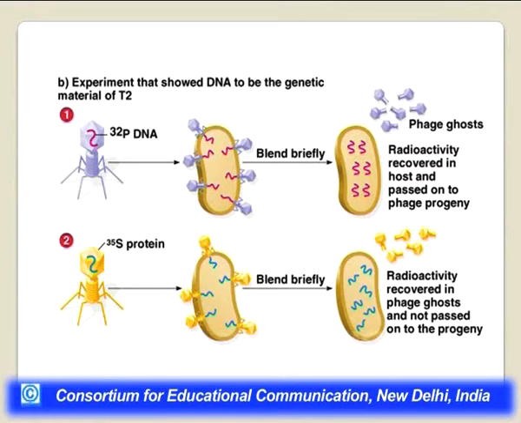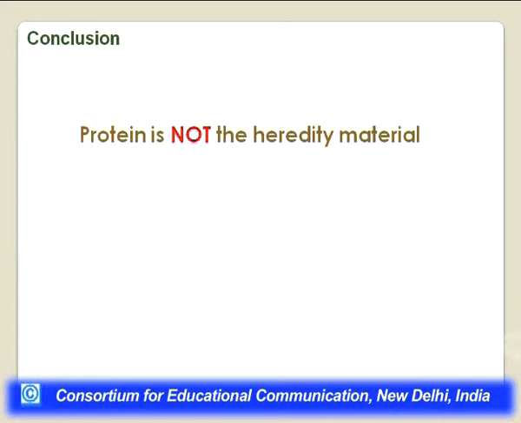What they found was that this S35, the sulfur, could not be found in the progeny. The protein that was labeled could not pass its content on from one generation to another. However, one third of the progeny contained the radioactively labeled phosphate. So this was again very clear evidence that at least protein is not the hereditary material and the DNA is passed on from one generation to the other. So they concluded that the protein is not the hereditary material.